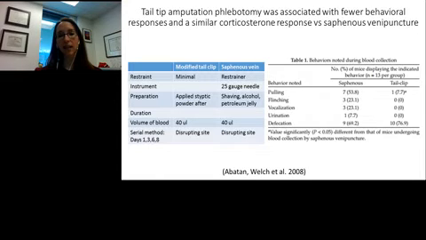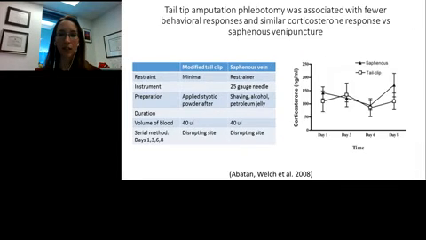And you can see that the saphenous group, which is on the left column, had a higher incidence of these acute behavioral responses than the tail clip group. And then they also measured, as I mentioned, corticosterone, and they saw that the two groups, the saphenous and the tail clip, had very similar plasma corticosterone.